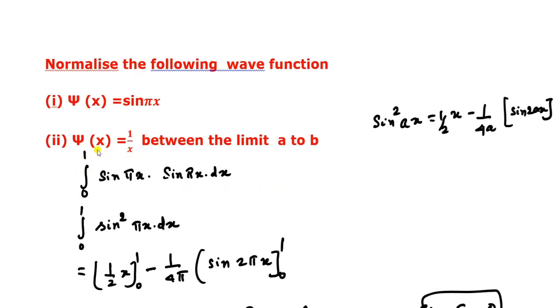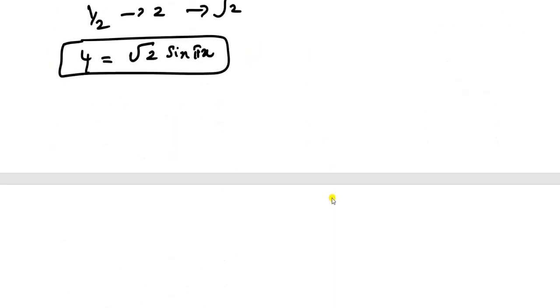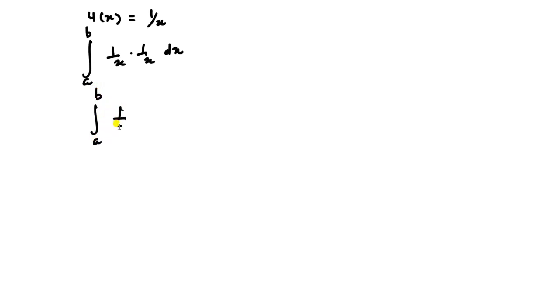The next question is the wave function psi of x equal to 1 by x between the limits a to b. The given wave function, psi x, is equal to 1 by x. So within the limit, integrating a to b, 1 by x into 1 by x dx. We have to find out the value. So it is integral a to b of 1 by x square dx.